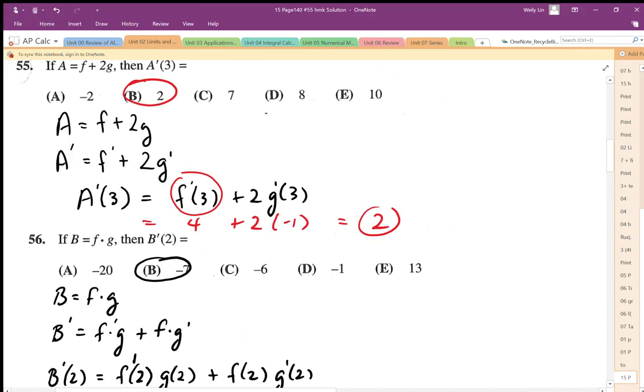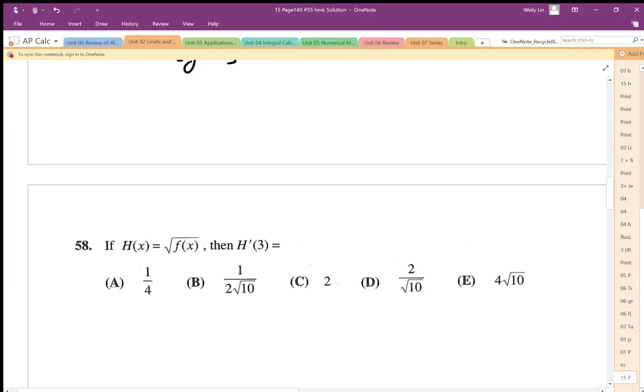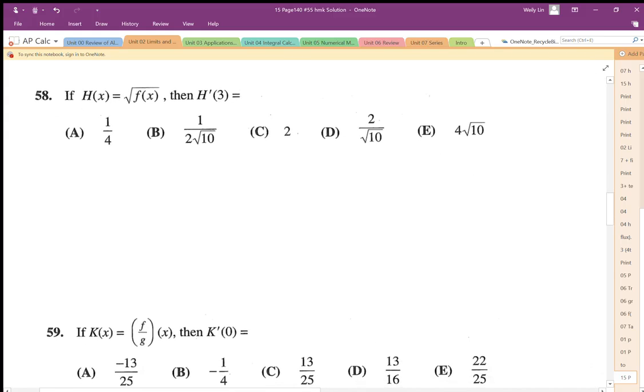So then I can apply the same principle again for 58. h is going to be an embedded function. So if I want to find h prime of 3, I need to differentiate h. So h prime is going to be 1/2 f of x to the negative 1/2. This is an embedded function, so I need to multiply by f prime of x. Okay, so there's my derivative using chain rule.